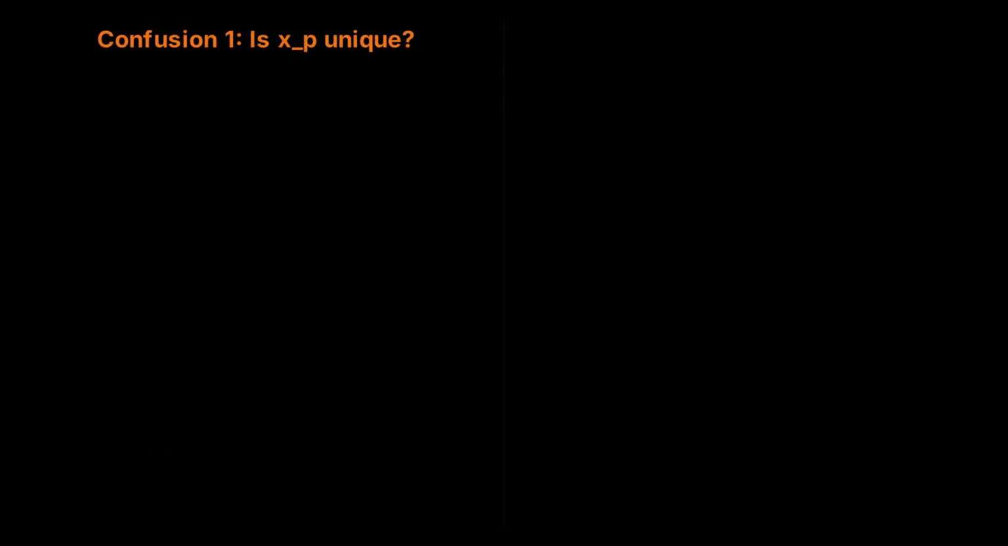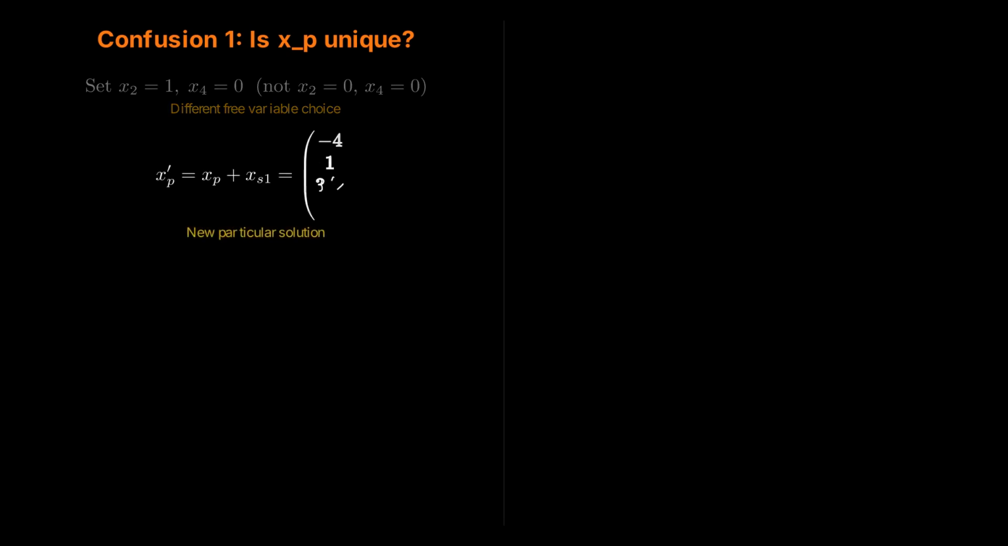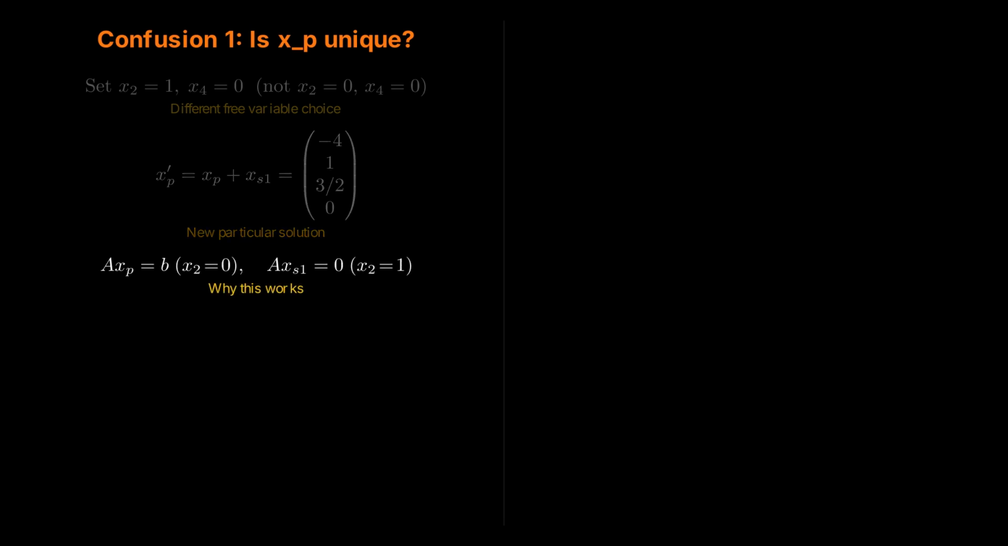2 common confusions to clear up. First, the particular solution is not unique. Any solution to Ax = b works as xp. For instance, if you set x2 equal to 1 instead of 0, while keeping x4 equal to 0, you get a different particular solution. But this new xp prime is just the original xp plus xs1, giving us the vector (-4, 1, 3/2, 0).